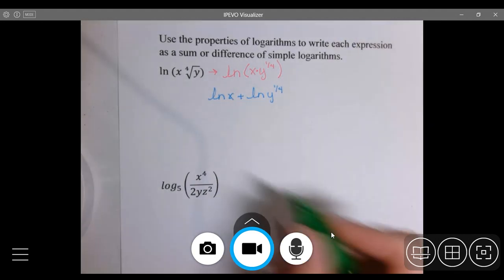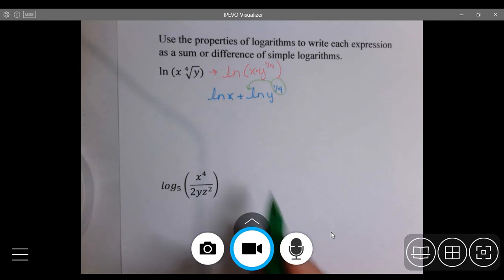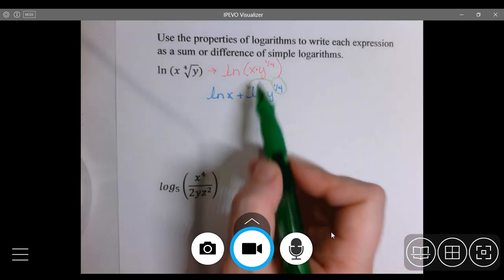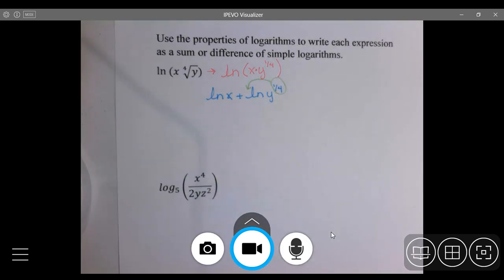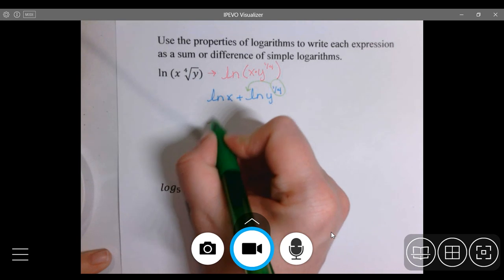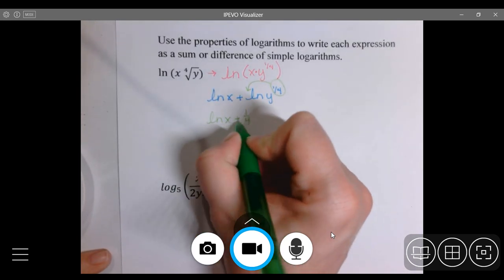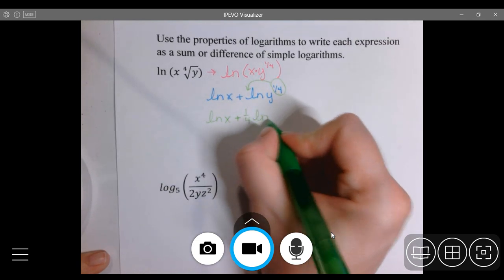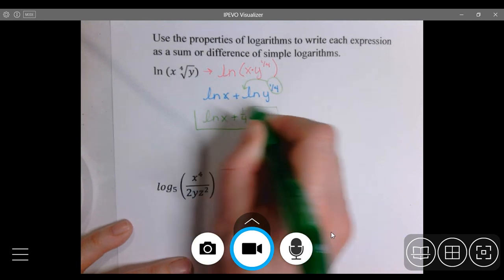And then the last thing says, hey, you have an exponent here, don't forget to throw it out in front. And the reason why we didn't throw that out in front to begin with is that 1/4 is only on the y. So we had to isolate that part before we could actually deal with that exponent. So we're going to have ln of x plus 1/4 ln of y. That right there is your answer.